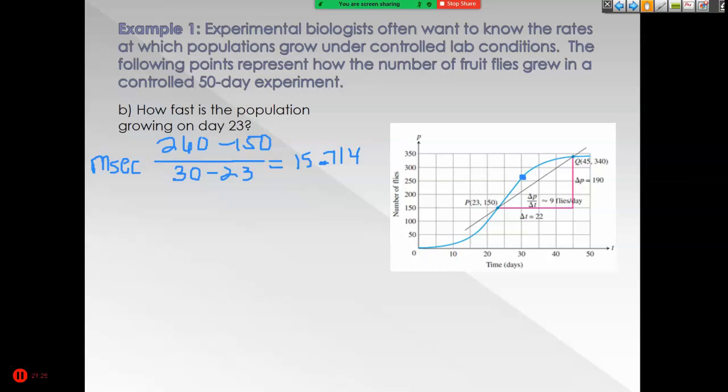Let's get even closer because still that slope isn't that great. So let's look at day 25. Day 25 looks to be about 180.